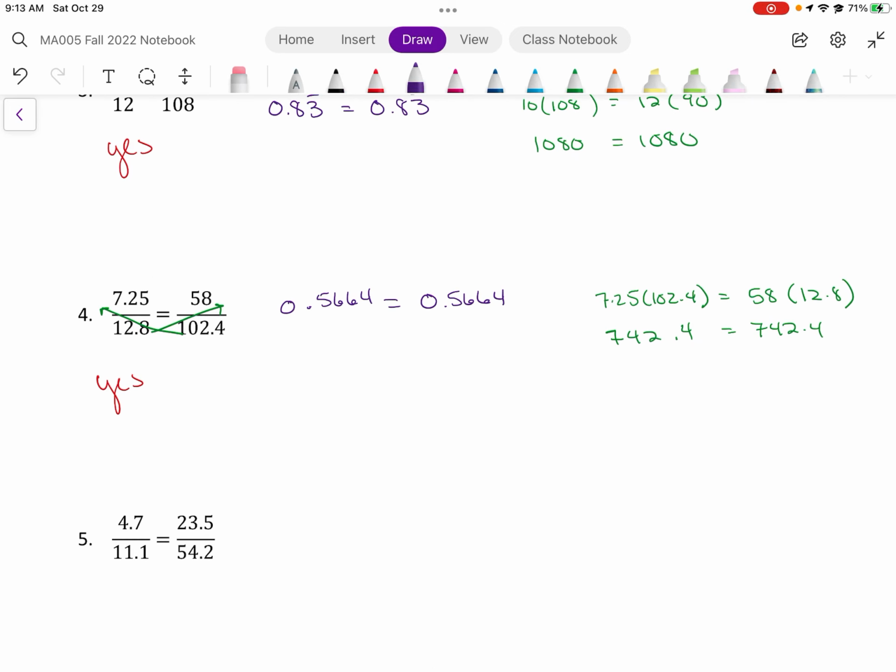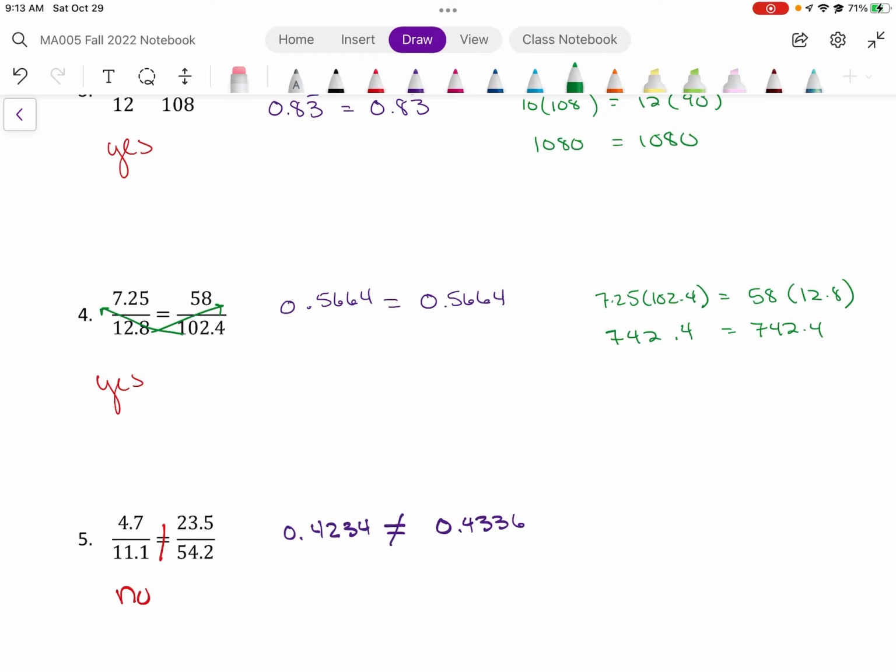And this one is, if I divide 4.7 divided by 11.1, I get 0.4234. And if I divide 23.5 by 54.2, I get 0.4336. They are not equal to each other. So no, this is not a true proportion. Not true.